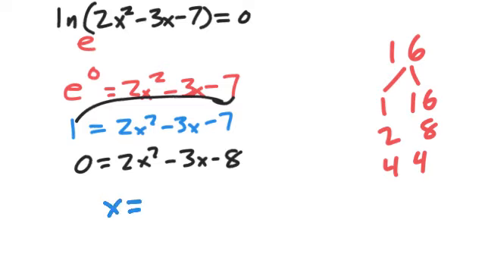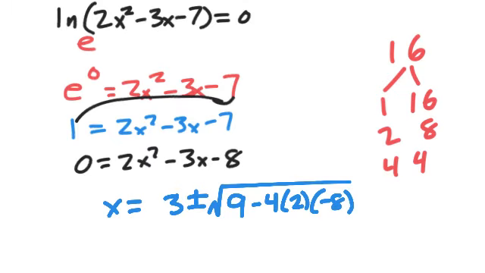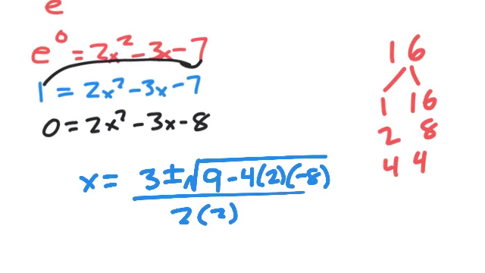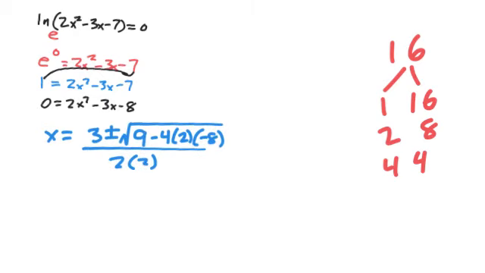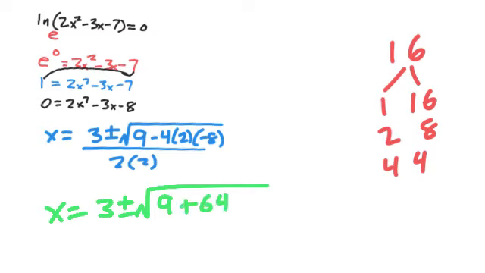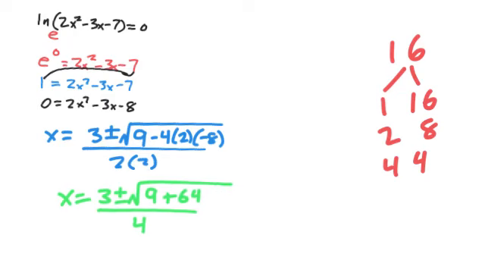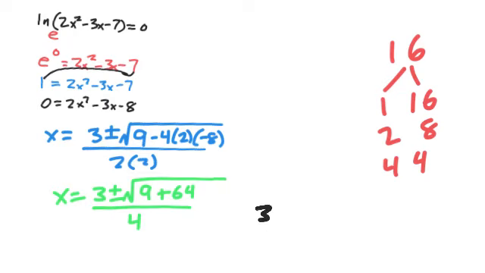So x equals negative b plus or minus the square root of b squared minus 4 times a times c, all over 2a. Okay, so that's going to give 3 plus or minus the square root of 9 plus 64, over 4. That's going to be 73. So 3 plus or minus the square root of 73 over 4. 9 won't work. 25 won't work. 40. Is that what y'all get in your calculator? It won't simplify.